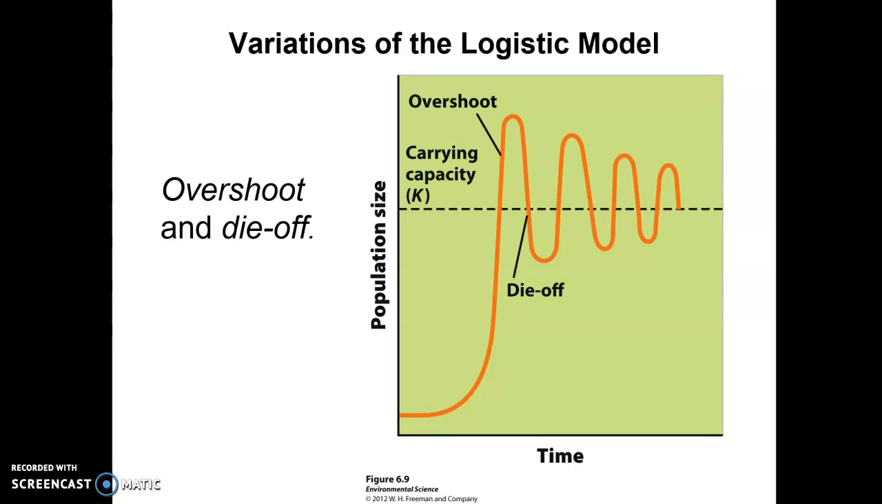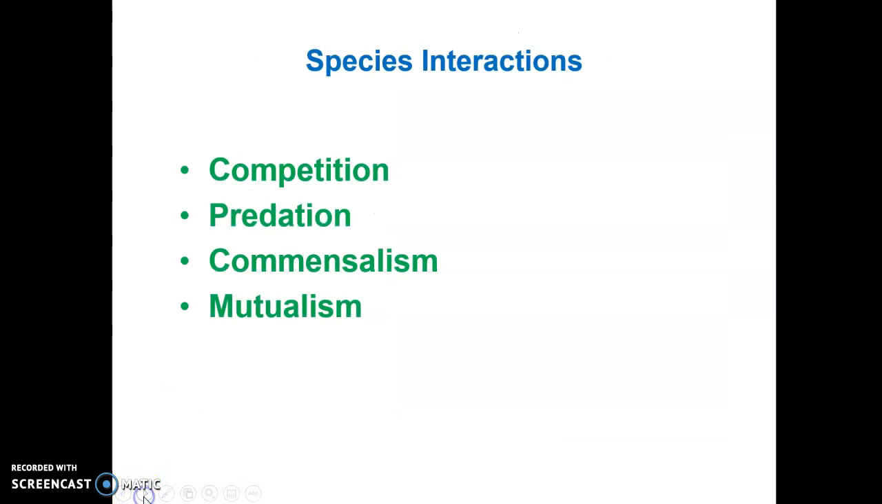So community ecologists study growth models. They also look at the interactions between different species within a community. So we will look at the 4 categories of species interaction next. They are competition, predation, commensalism, and mutualism. And I have future slides on each of those.